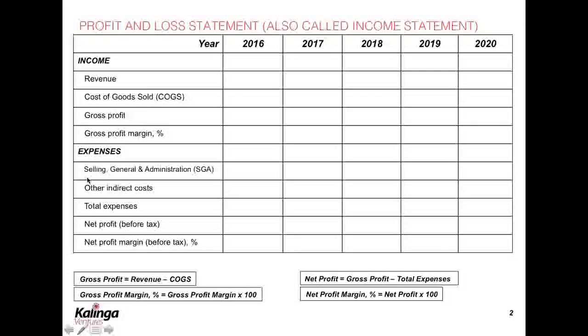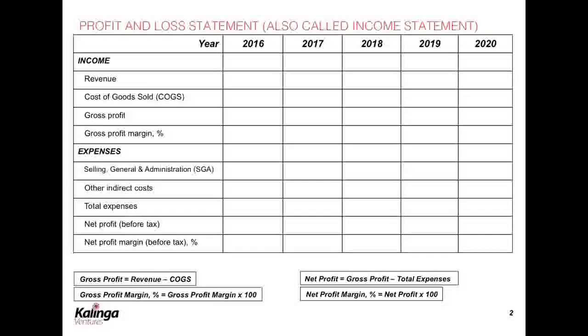In the expense section you have selling, general and administration expense. You have other indirect cost. Total expenses is essentially SGA plus other indirect cost. Net profit before tax is when you take total expenses out from gross profit. So it is gross profit minus total expenses is equal to net profit before tax. Net profit margin before tax is equal to net profit divided by revenue multiplied by 100.